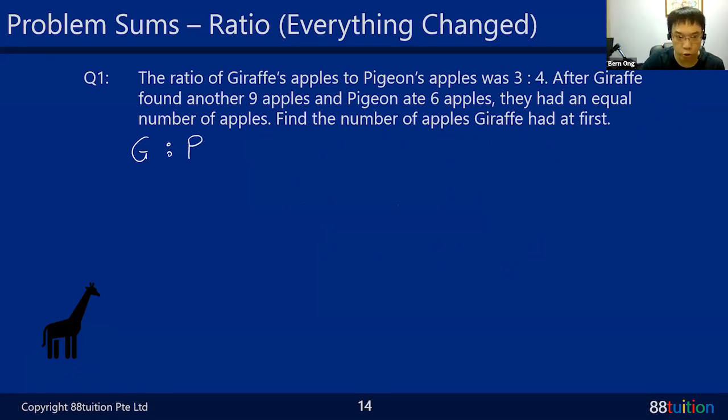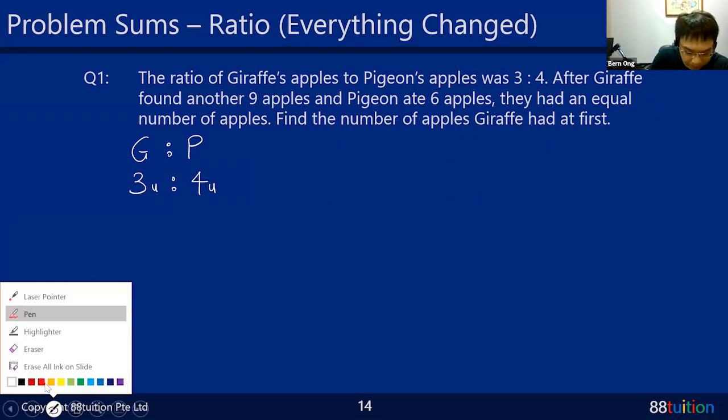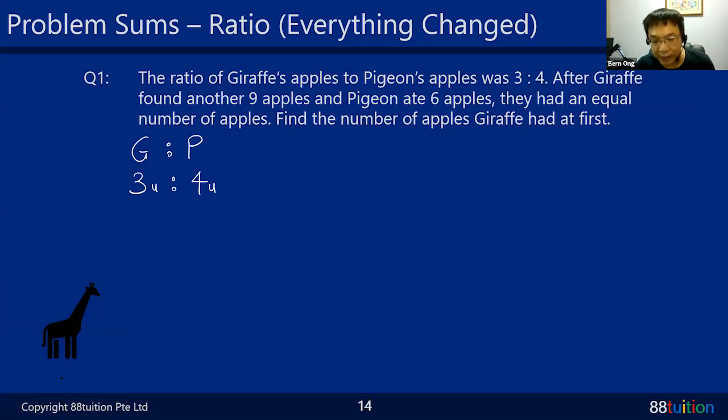All right. Ratio is 3:4. Let me write it as 3:4. So in the beginning, I can write it as 3 units is to 4 units. Then something happened. What happened? Look. What did the question say? The question says that after giraffe found another 9 apples.